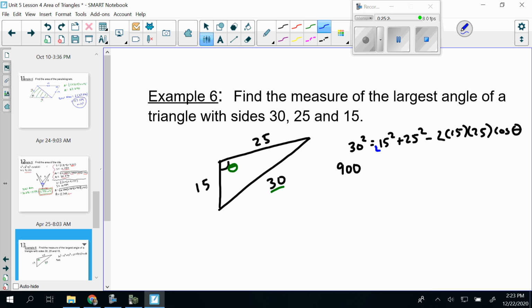We can do this on our calculators. So go through and square both of those and add them together. That would be 850. We can multiply these together. So 2 times 15 is 30. 30 times 25 is going to give us 750.